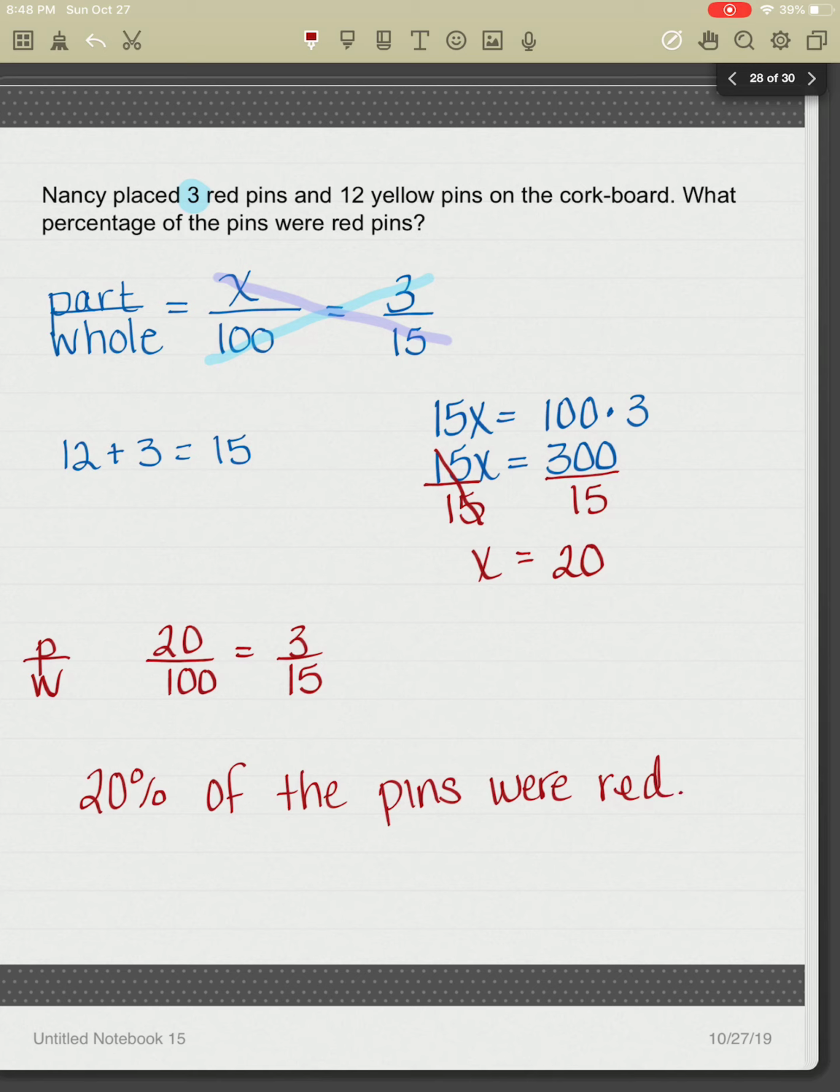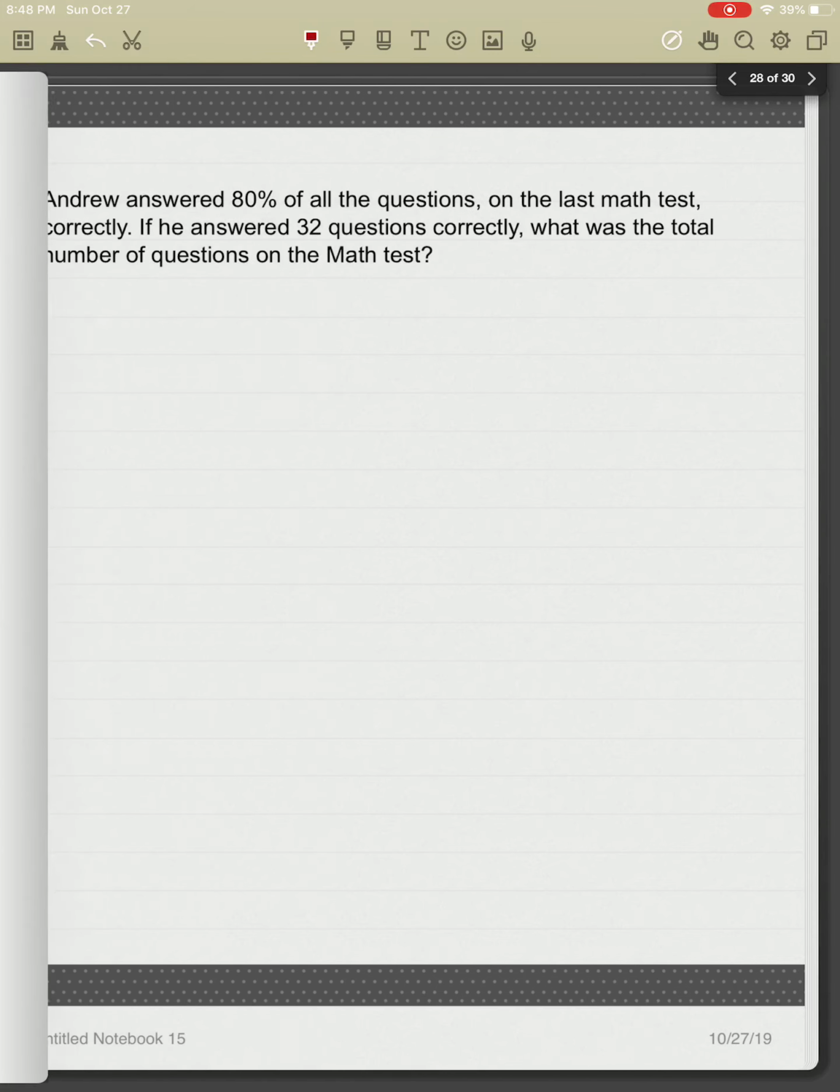Okay, and that's how you'll answer it on your homework. You'll just have to fill in the number that's missing. All right, next problem.